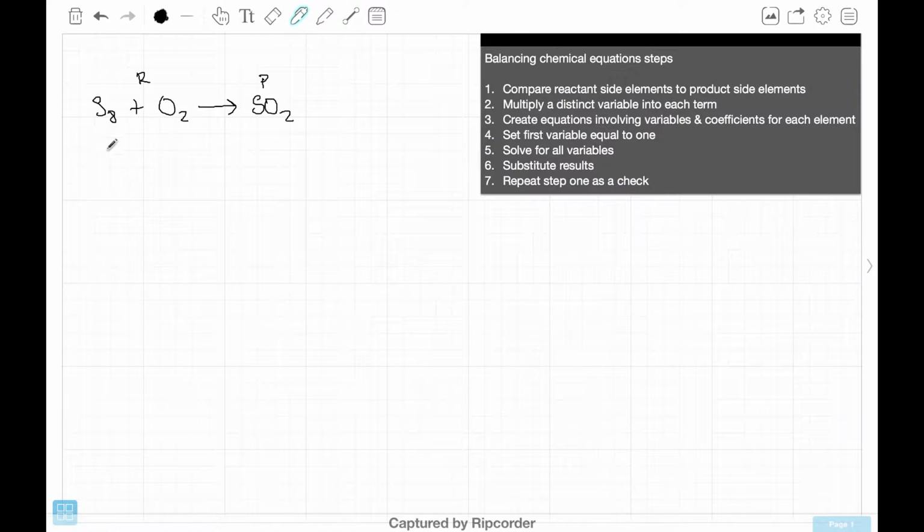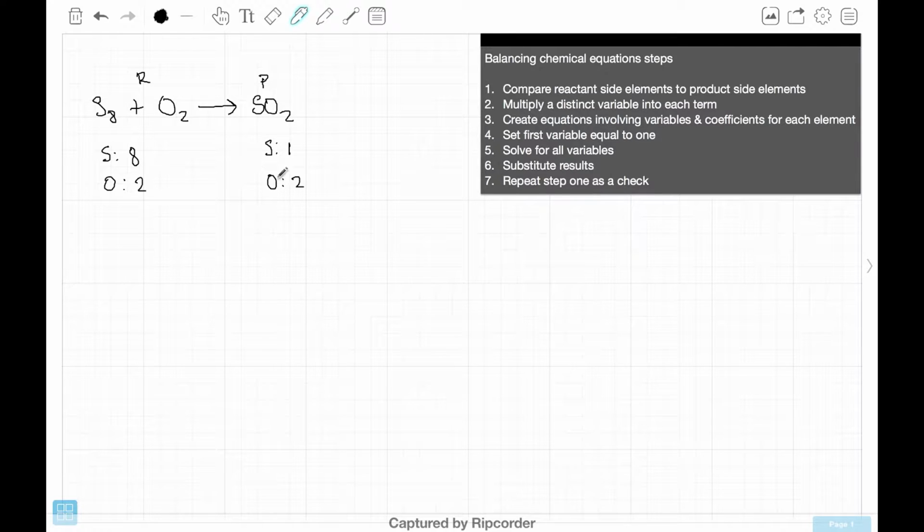So what do we have here? We have S, we have O, over here S and O. So we have 8 S's on this side. We have 2 O's on this side. On this side we have 1 S, and we have 2 O's. So the O's match, but the S's don't. In order for this to be balanced, everything has to match. Or like elements have to match.